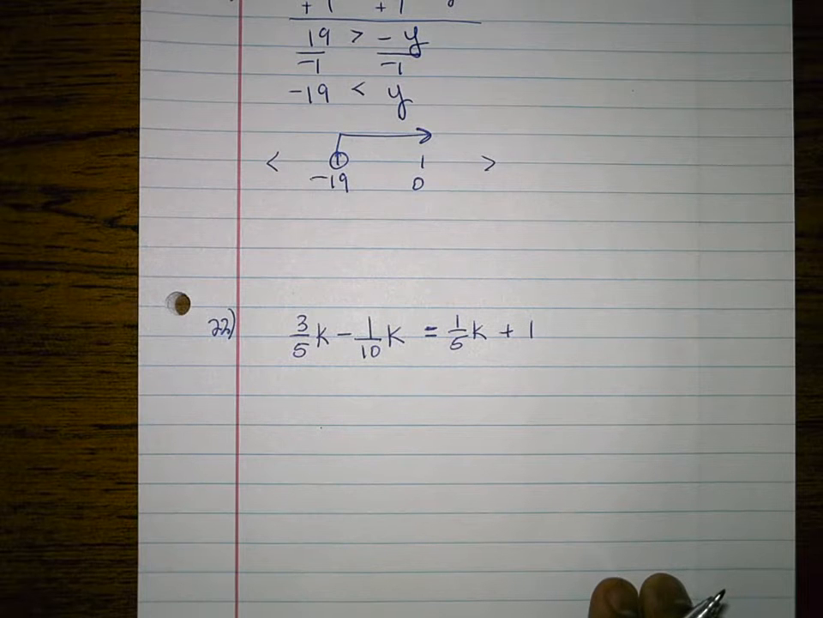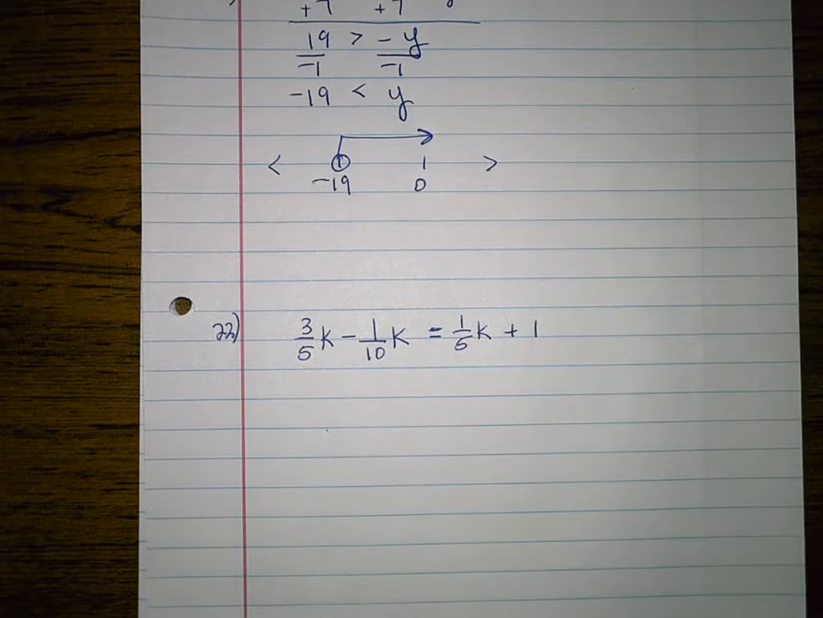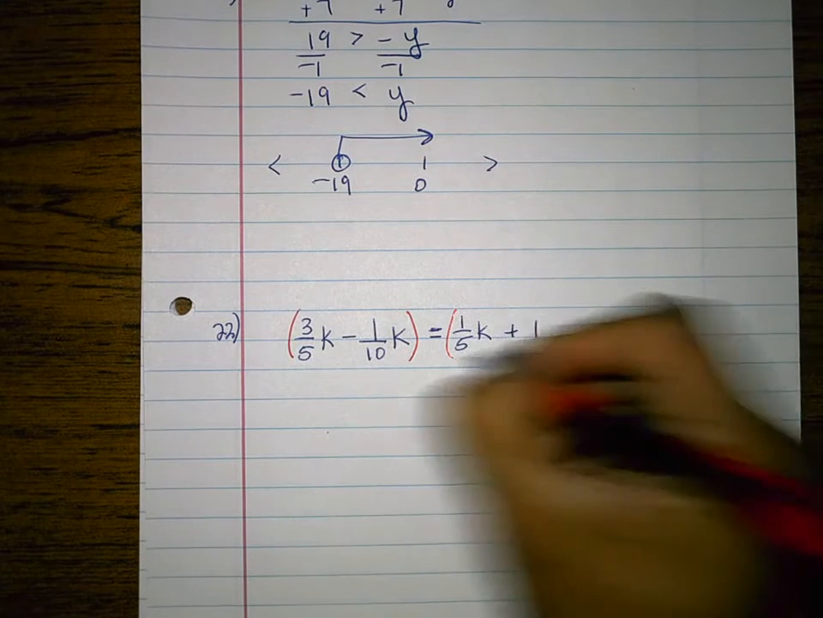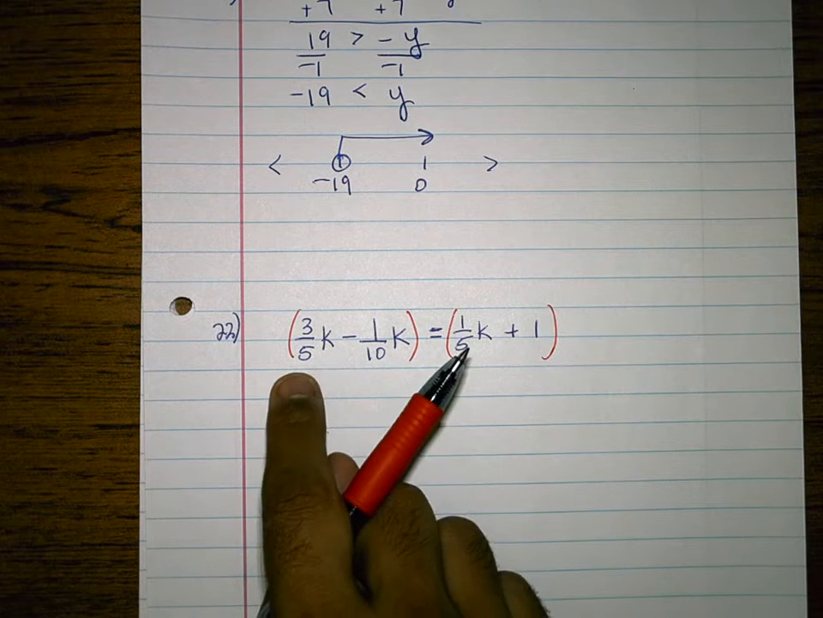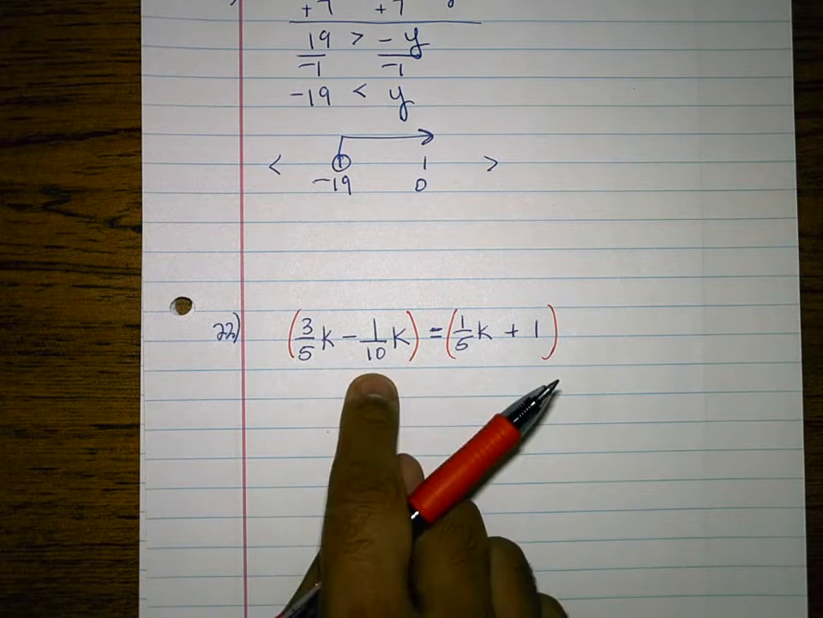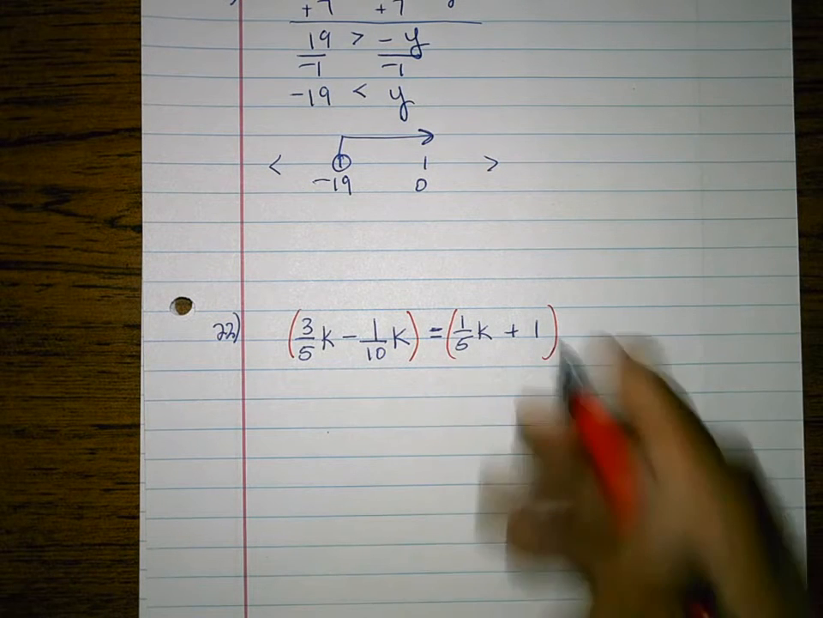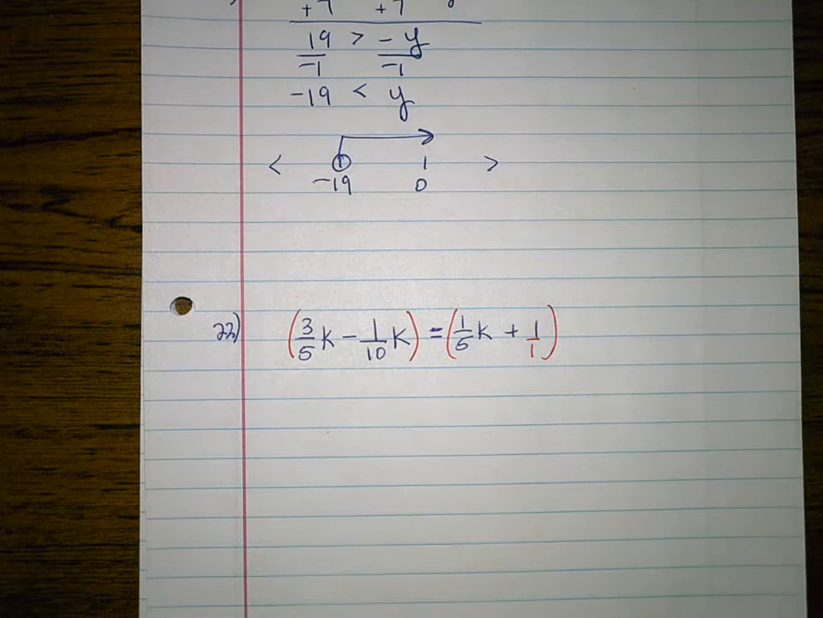Number 22, I got to clear the fraction. So the first thing I'm going to do is look for the least common denominator. So my denominators are 5, 10, and 5. This one's over 1.